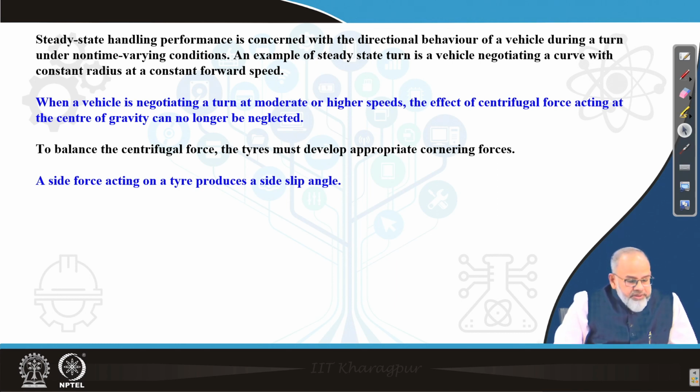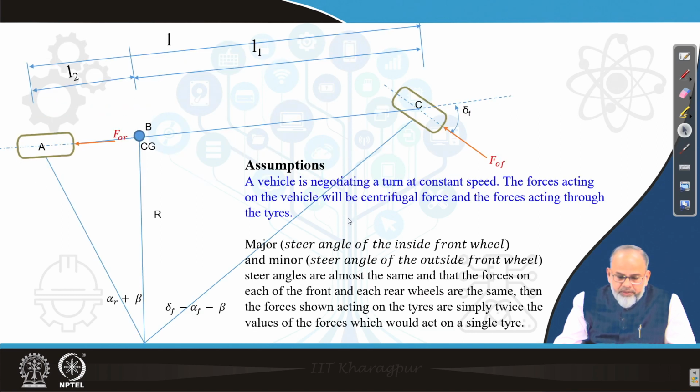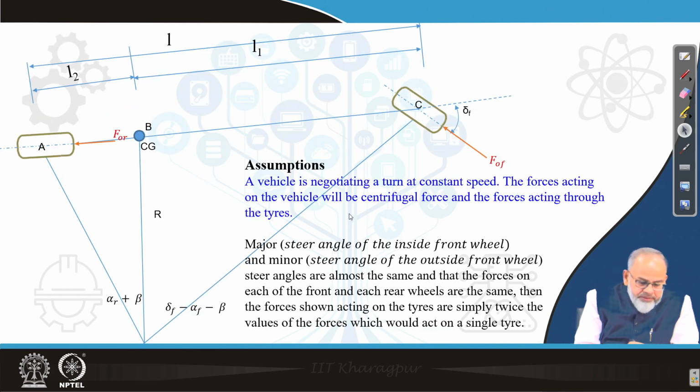When the vehicle is negotiating a turn at moderate to higher speed, the effect of the centrifugal force acting at the CG of the vehicle can no longer be neglected. So, to balance this centrifugal force, the tire must develop appropriate cornering force. These cornering forces are developed at the contact patch of the front wheels as well as the rear wheels. Because of this, a side force will act on the tire and the tire will produce a slip angle. So, let us now see this.